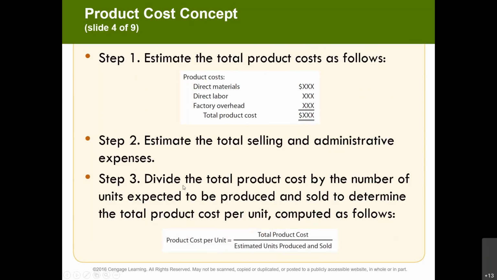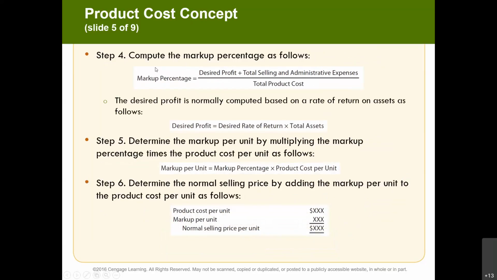And then we're going to divide the total product cost by the number of units expected to be produced and sold to determine the product's cost per unit. So total product cost divided by estimated units produced and sold. And then we add our desired profit to our total selling and administrative expenses, and divide that by our total product cost to get our markup percentage.